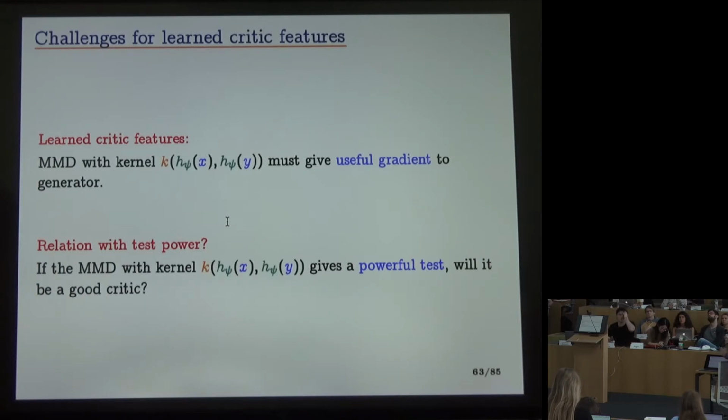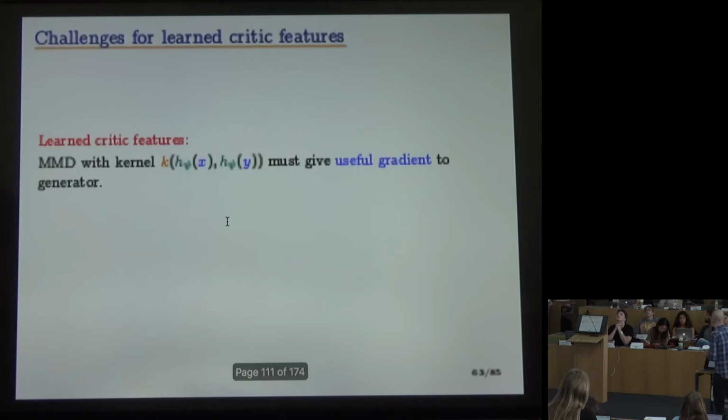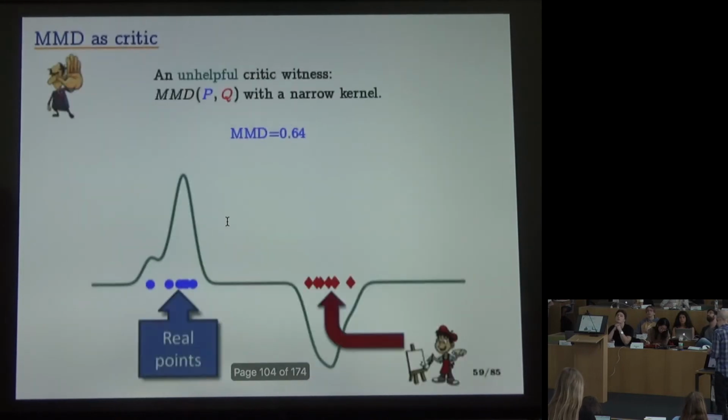So let's do a poll. Who thinks that maximizing test power is the best approach for critic design? Who thinks it might be a problem? Good. That is the right answer. So here is the example, right?